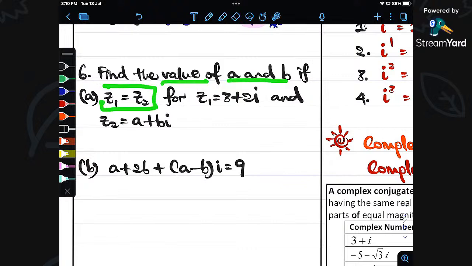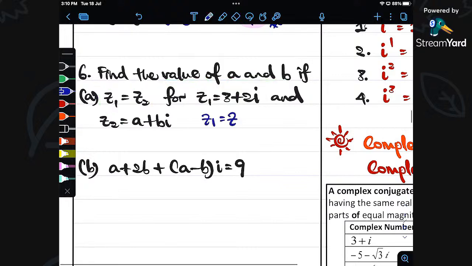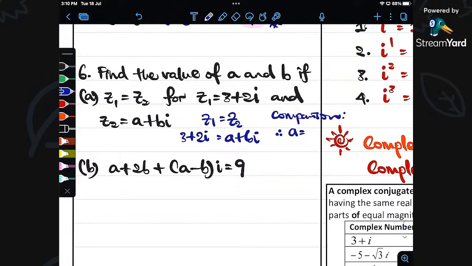So, dia suruh kita cari value of A and B. So, since dia dah kata Z1 is equals to Z2, therefore, you just write it down. List it down. Z1 is 3 plus 2I. Z2 is A plus BI. Therefore, our A, by doing the comparison, nothing much, you do a comparison di mana real number adalah 3. Therefore, nilai A adalah 3.